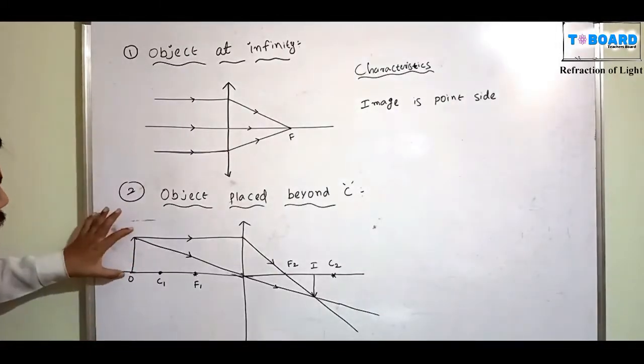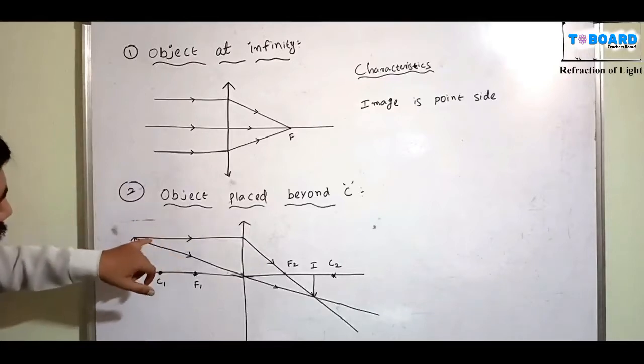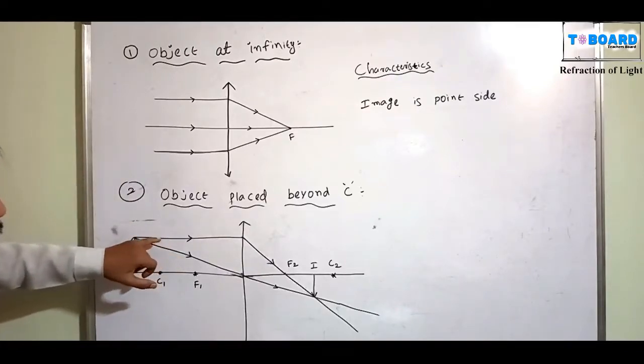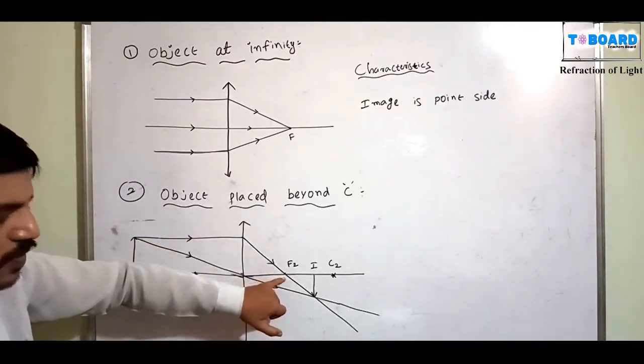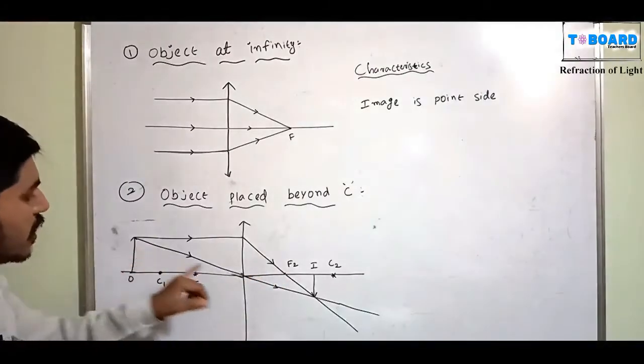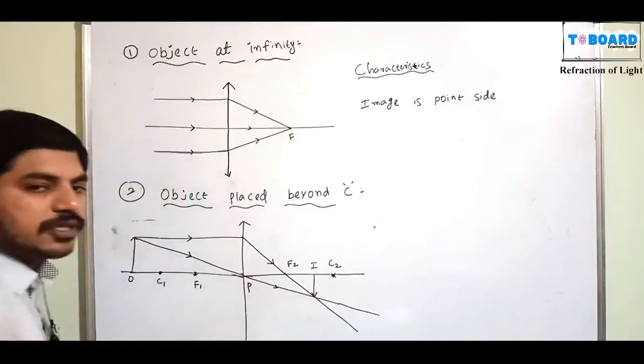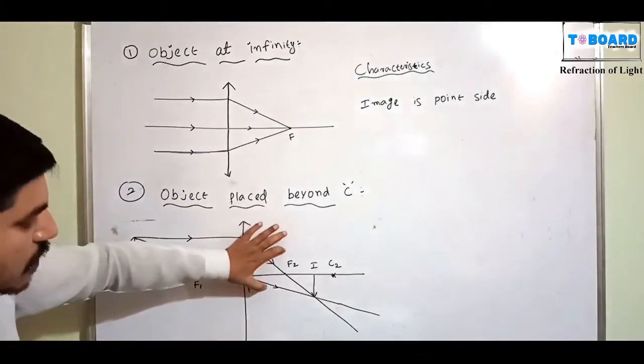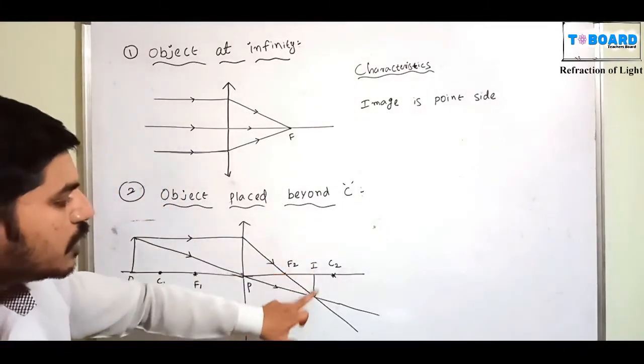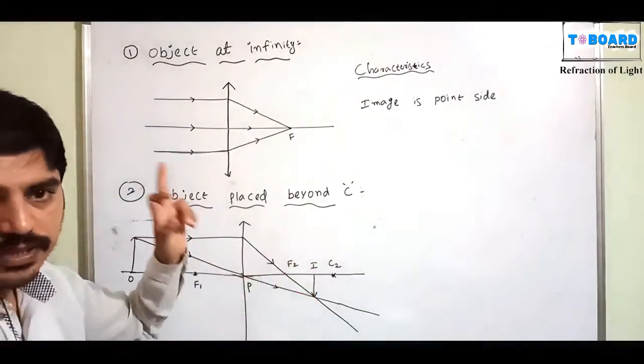Above the principal axis we will consider, and then I will consider 2 rays, following the conditions. After refraction, the ray has to pass through a focal point. Any ray passing through the optic center is undeviated. Now extend the rays after refraction. The meeting point is the image position, as I said.